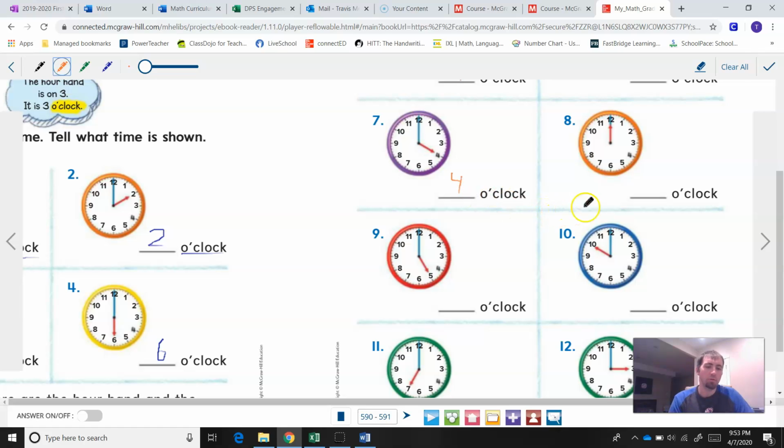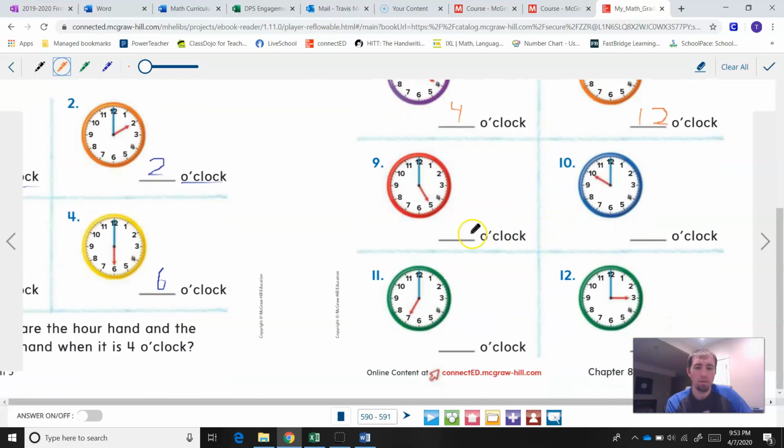I want you to work on these next ones. So number 8, I want you to try to solve it. Tell mom and dad, if they're sitting right there, what time this clock says. Good. Again, I look at my hour hand, my minute hand, they're both pointing to the 12, so I know it's going to be 12 o'clock.